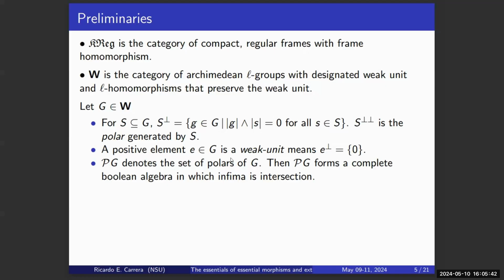All right, throughout, P(G) denotes the set of polars of G. And as is the case with frames, P(G) forms a complete Boolean algebra. But in here, the infimum is basically just intersection.